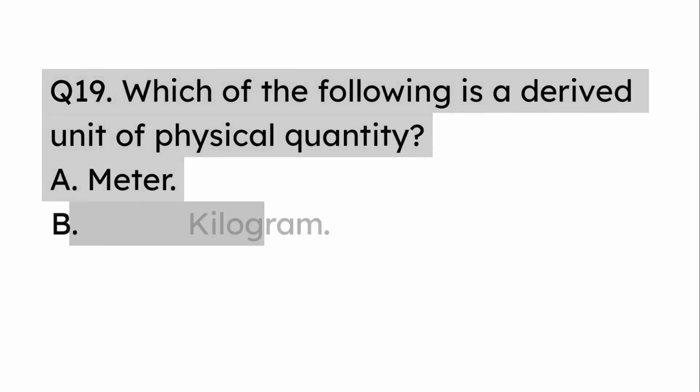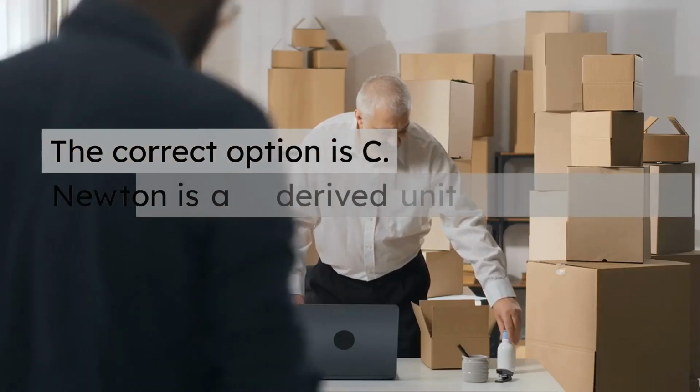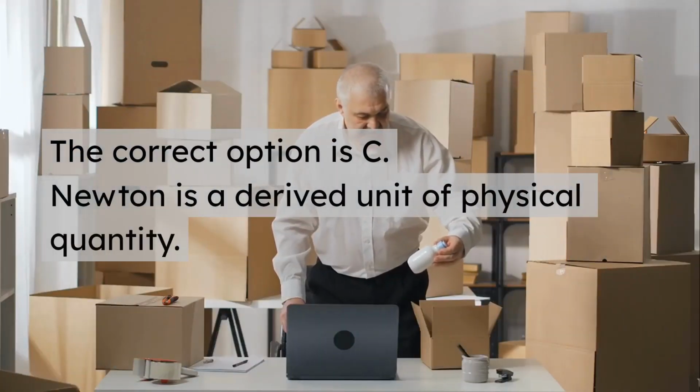Q19. Which of the following is a derived unit of physical quantity? A. Meter. B. Kilogram. C. Newton. D. Mole. The correct option is C. Newton is a derived unit of physical quantity.